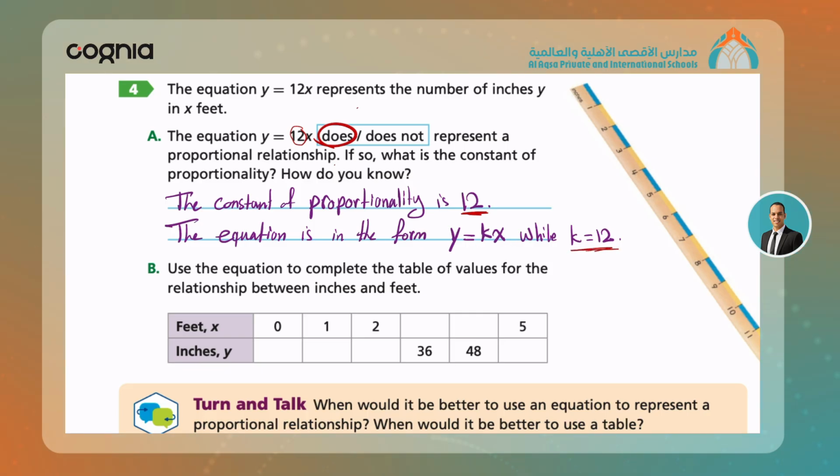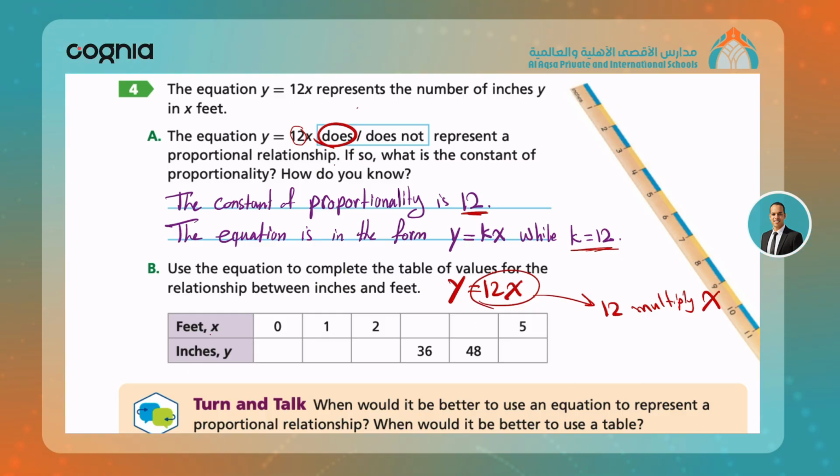B, use the equation to complete the table of values for the relationship between inches and feet. So here feet is the x, inches is the y. Remember the equation is y equal 12x. What does 12x mean, guys? It means 12 multiplied by x. So you take the x multiplied by 12, you get the y.